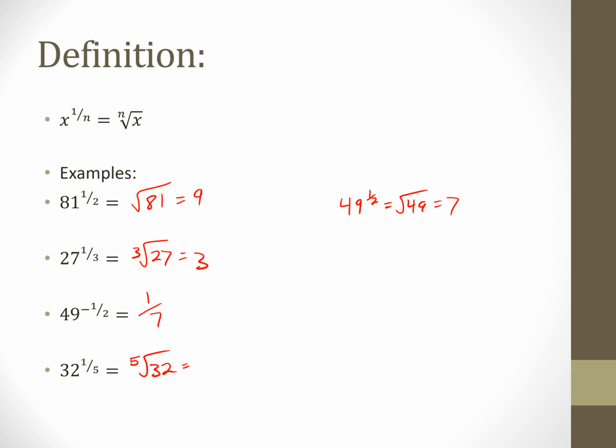One last example, the 5th root of 32. Think to yourself, what number times itself 5 times gives me 32, and it happens to be 2. It's very useful to know your powers of 2. 2, 4, 8, 16, 32, and going on up from there, 64, 128, even 256. It's really important to know the powers of 2. They show up a lot.